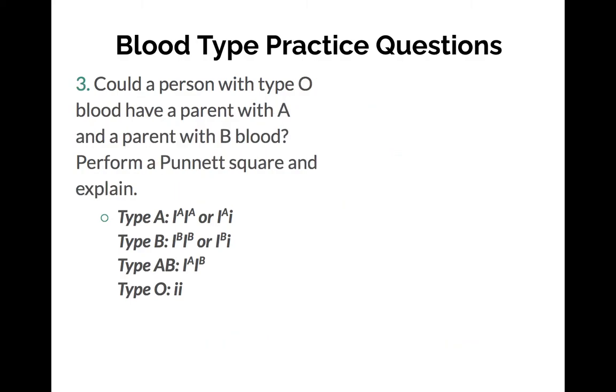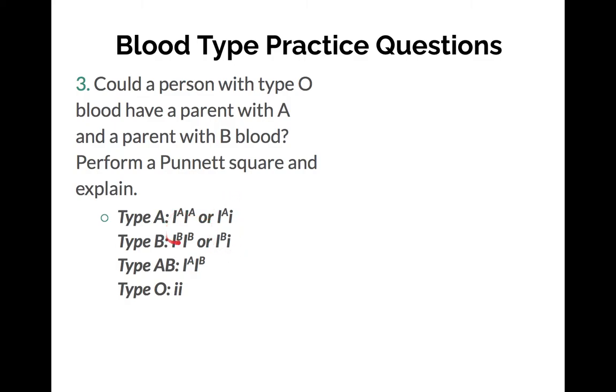Okay, number 3, could a person with type O blood have a parent with A and a parent with B blood? So perform a Punnett square and explain. Now before we do this problem, there are 2 possible genotypes for type A and type B, okay? Now, as you're thinking to yourself and setting up your Punnett square, it's just asking, is it possible? So you have to look at the combination that could possibly produce type O.